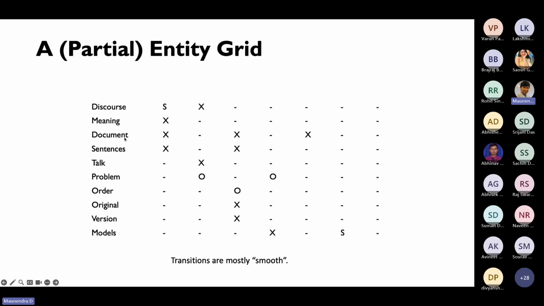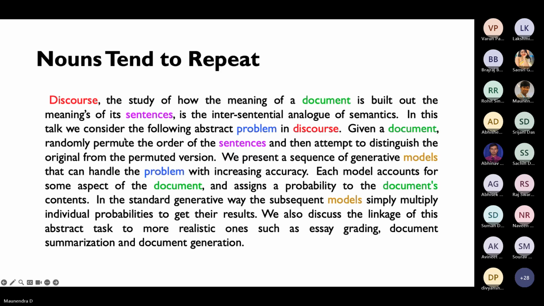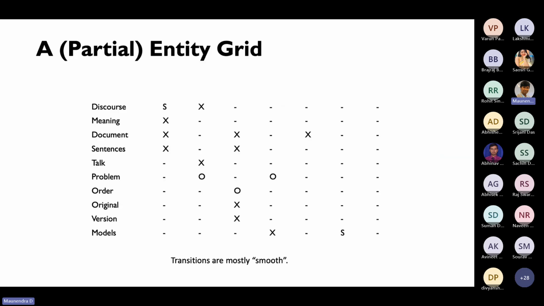Now, if you look at the third word, document, it says the study of how the meaning of a document is. So it's there in the first sentence. Then, given a document, we randomly permute the order of sentences. This is sentence number 3, and we have the full stop of this one. Then there is sentence number 4, and the fifth sentence says each model accounts for some aspect of the document. So we see the word document in the first, third, and fifth sentences, present but neither as subject nor as object. With that understanding, we can fill up a table like this.